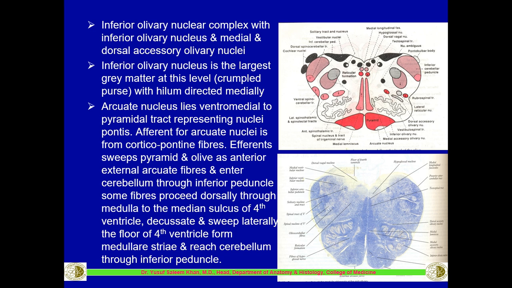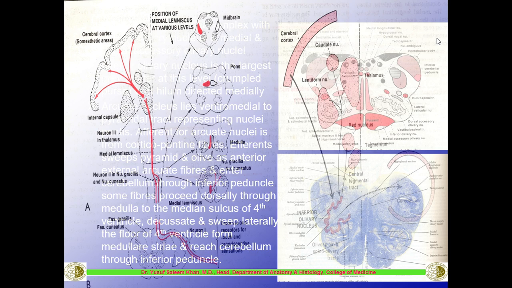You have already seen the medullary striae. These are nothing but the fibers which are coming from the arcuate nucleus, and then they reach the cerebellum through the inferior cerebellar peduncle. So the fibers coming to the arcuate nucleus are from the cerebral cortex and they end in the pons, and the efferent fibers from the pontine nuclei will cross to the opposite side, forming the external arcuate fibers, and then they go to the opposite side through the inferior cerebellar peduncle to the cerebellum.